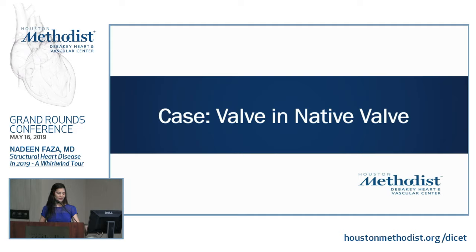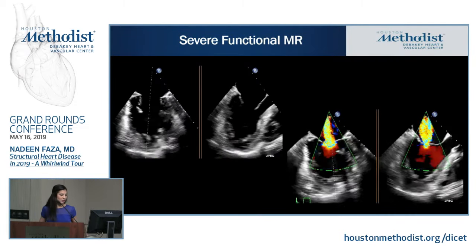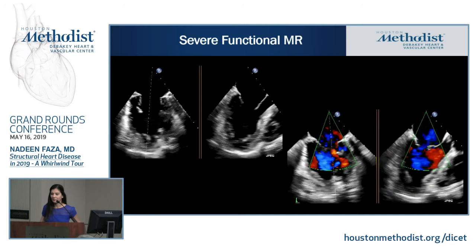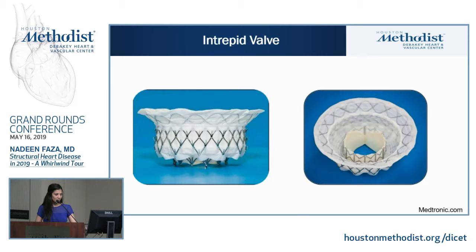I'm going to show you a case of one of our patients who underwent a valve-in-native-valve. This was an 80-year-old patient with depressed EF and severe functional mitral regurgitation. In this case, we used the Intrepid valve, a different valve which has an atrial skirt and a ventricular skirt that's more stiff and slightly larger than the annulus to ensure its anchoring to the annulus.